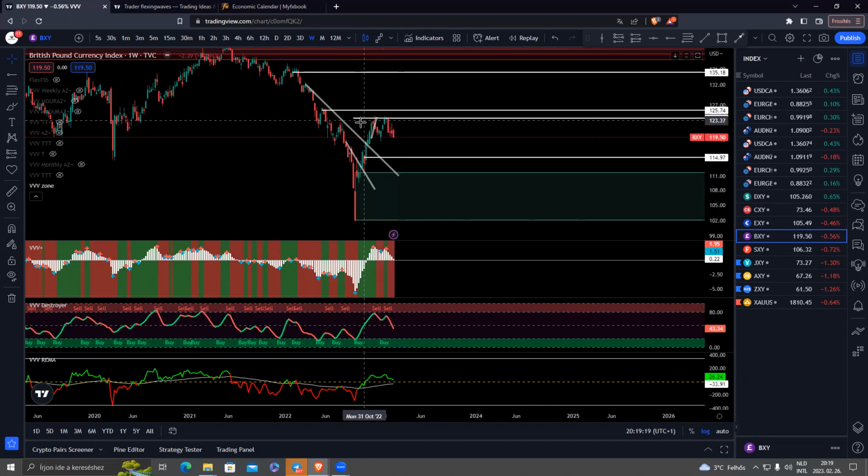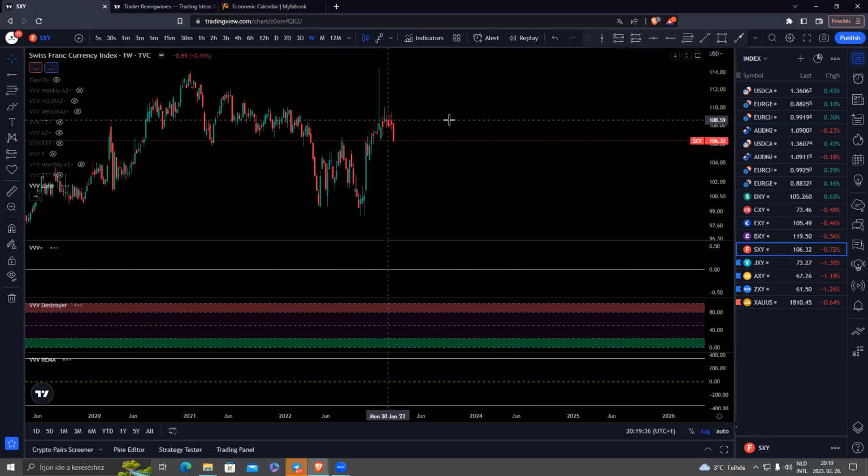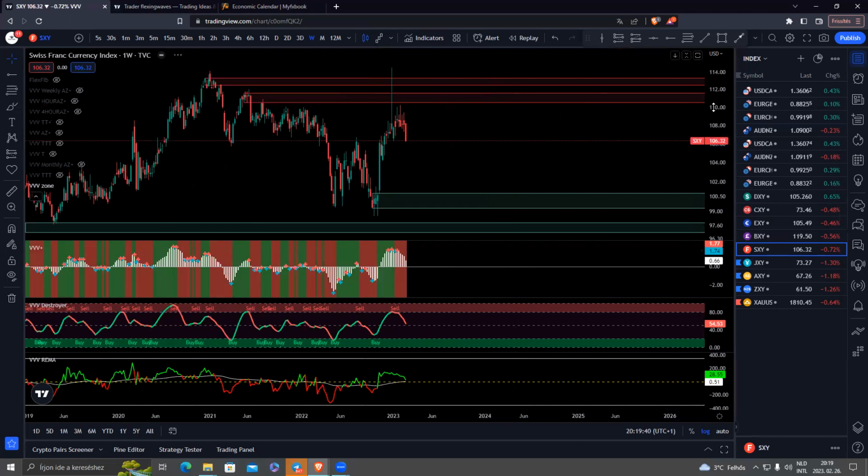There was a divergence, and depends on next week, because if this doesn't break, it will form also divergence. Okay, but I think it will break. The SXY didn't trade on the SXY.